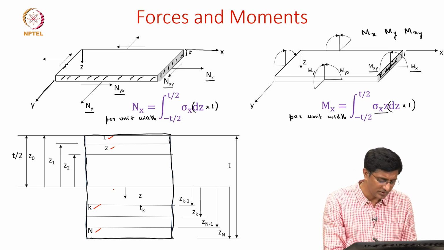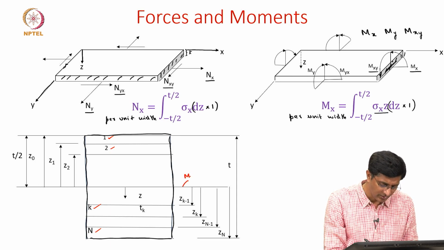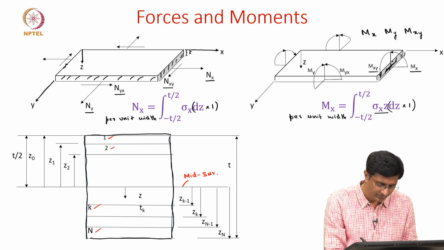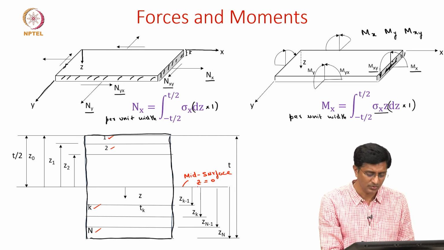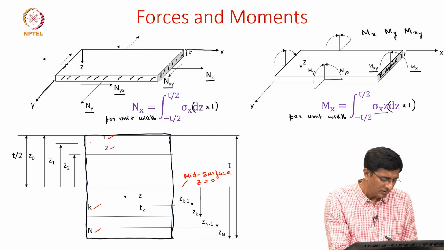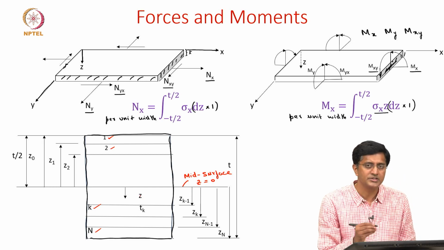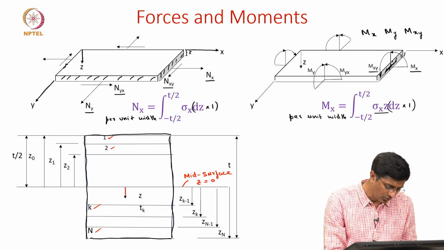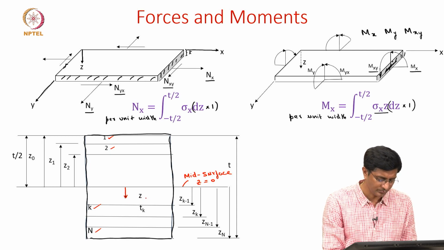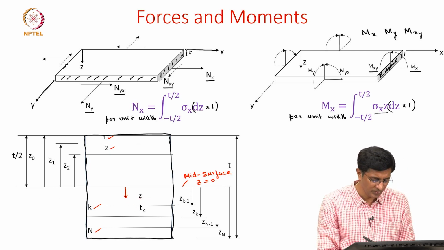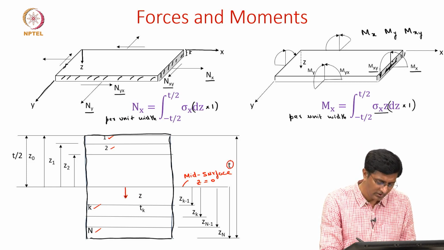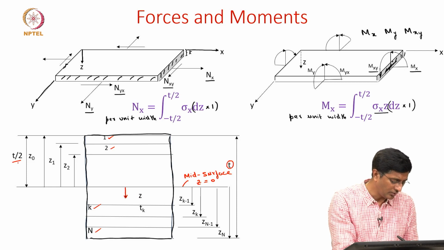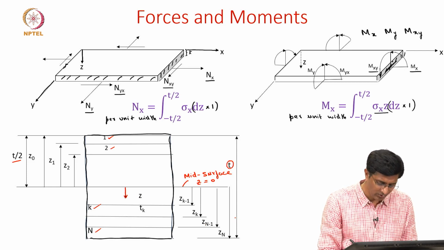So we start with the mid surface. Let's say this is the mid surface where we say the z value is 0, which means this axis passes through the mid surface. And we also mentioned that the z direction is going downwards for positive. So z goes downwards for positive, which means we know that the total thickness of the laminate is t, and so we have t by 2 in the top half and t by 2 in the bottom half.